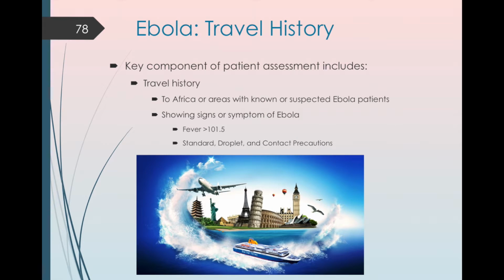A travel history is important when looking at Ebola. We want to ask if patients have been to Africa or areas with known or suspected Ebola patients, especially if they are showing signs and symptoms of Ebola. A fever is listed here, and if they are showing signs and symptoms, we want to take appropriate precautions, which are standard, droplet, and contact precautions.